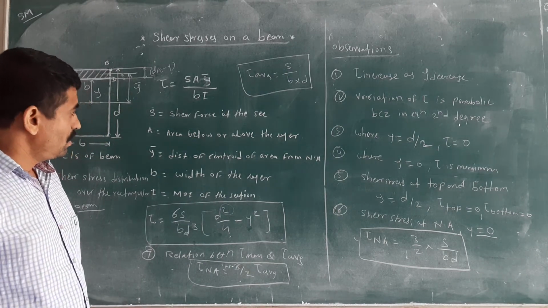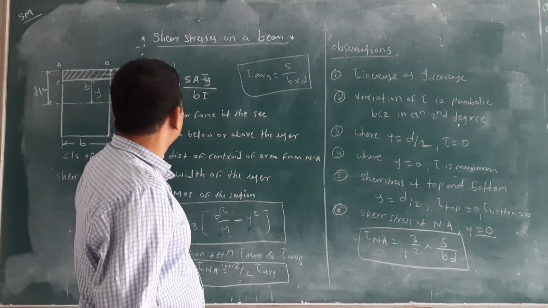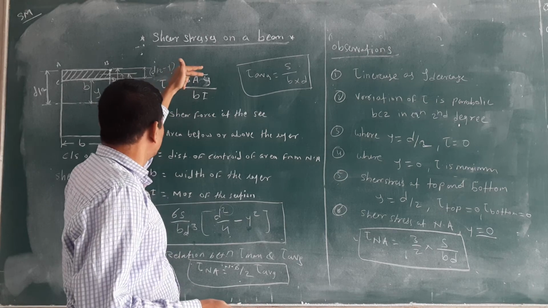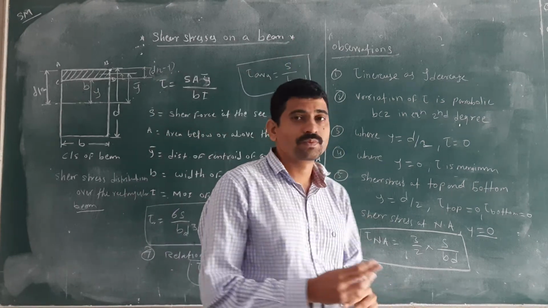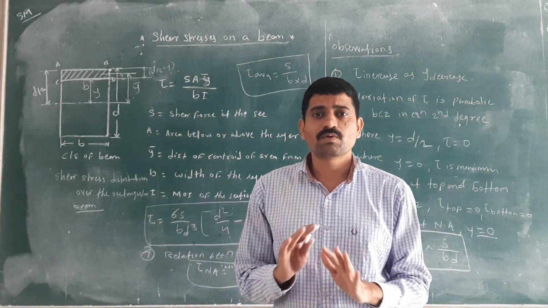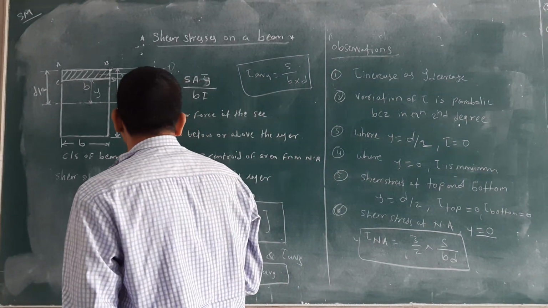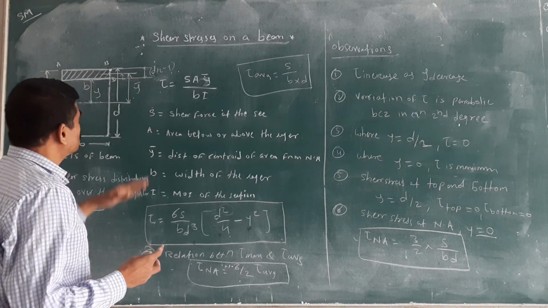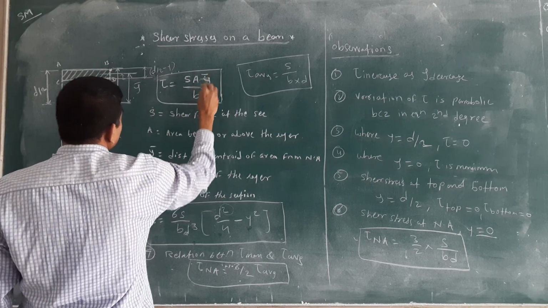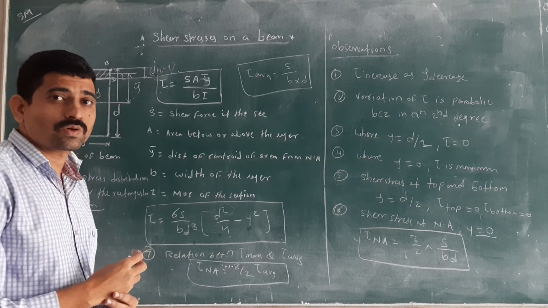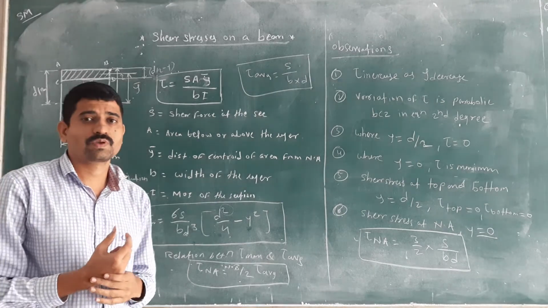This formula you have to remember. Otherwise, you can remember only one formula: tau is equal to S into A Y bar divided by B I. With the help of that, you can calculate this value. All of you getting? Yes, clear? Very good. Then we'll see some numericals. You only have to remember this formula, tau equal to S A Y bar divided by B I. You have to consider any area from that portion of the given section. Okay, today we'll stop here.